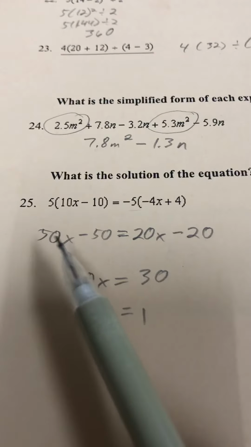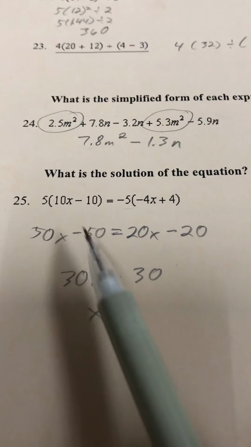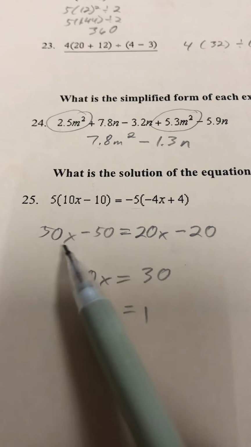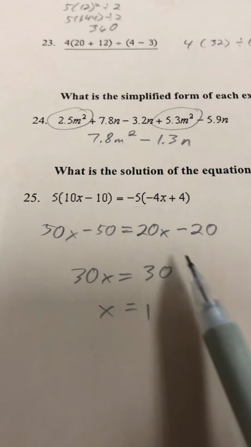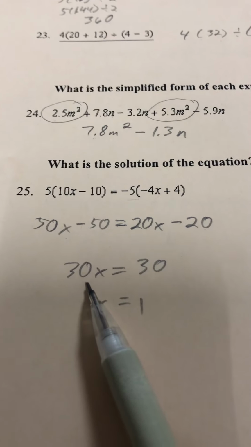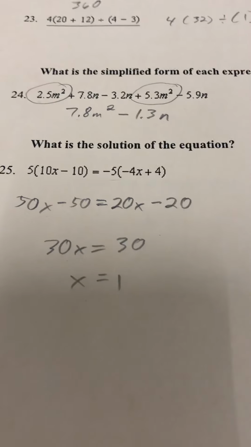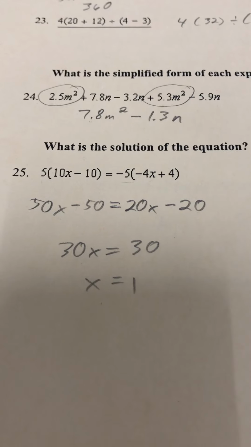And then number 25, I used the distributive property on both sides, and then I got the variable on one side, and I divided both sides by 30, I get x equals 1. And I think that's it.